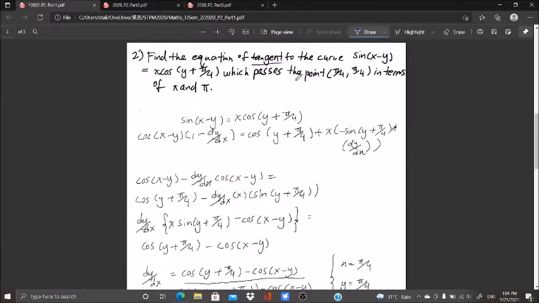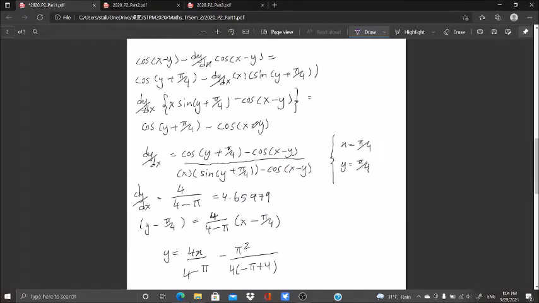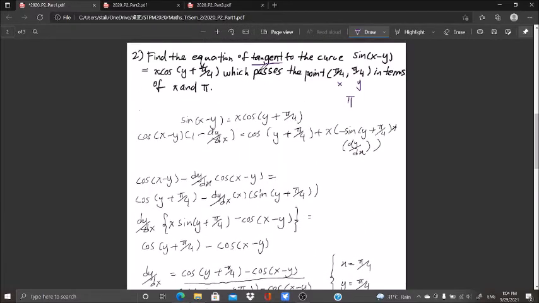Question number 2. Find the equation of the tangent to the curve sin x minus y equals x cos y plus pi over 4, which passes through the point pi over 4 and pi over 4. This is x and this is y. Sorry for my handwriting, this represents pi in terms of x and y. First, we need to find the equation of the tangent, which means dy/dx is the gradient we need to find out.